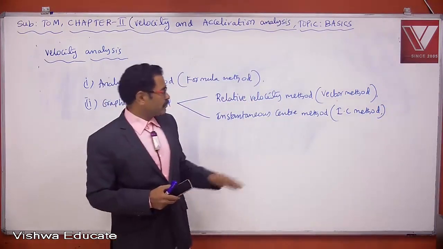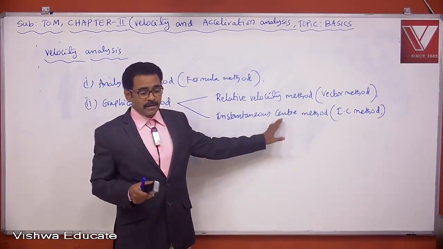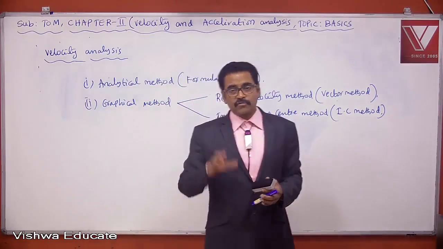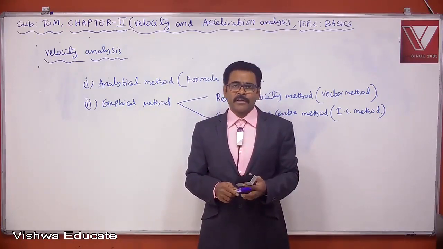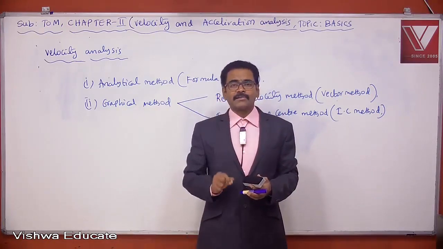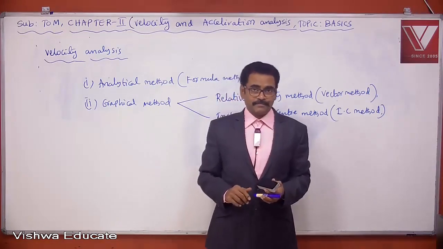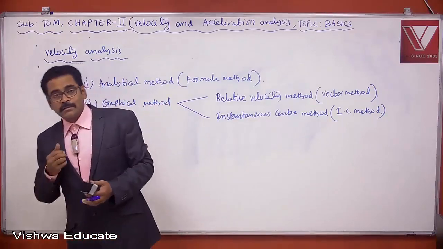But there is one good news with respect to instantaneous center method, right? For instance, a mechanism is there. In that mechanism, there are 12 links. Velocity of second link is given. I need to find velocity of ninth link. Velocity of second link is given, velocity of ninth link I have to find.